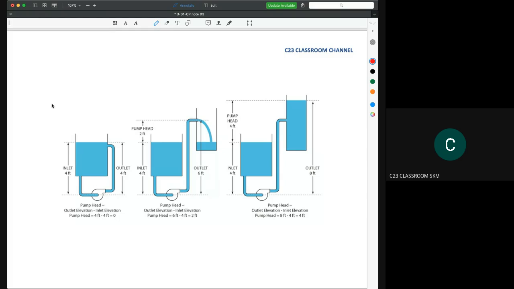So if you have this system, for example, you have a pump here, and you have one system like this. Because the system circulates like this, we could say that there is no pump head, because if you see here, the inlet and the outlet head actually remain the same.